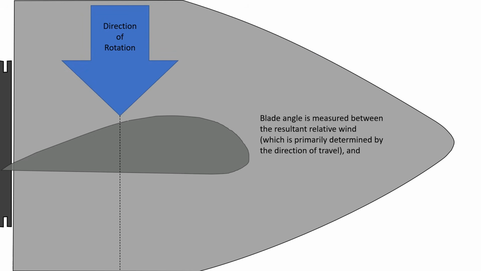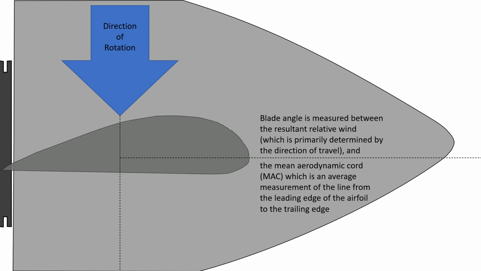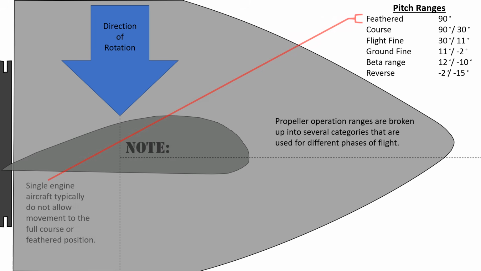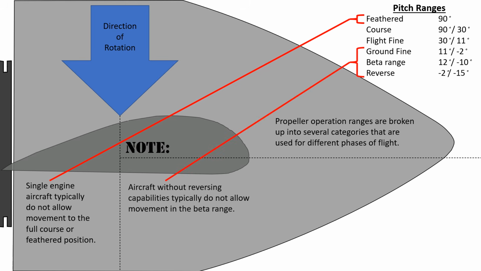Blade angle is measured between the resultant relative wind, which is primarily determined by the direction of travel, and the mean aerodynamic chord, or MAC, which is an average measurement of the line from the leading edge of the airfoil to the trailing edge. Propeller operation ranges are broken up into several categories that are used for different phases of flight. Single-engine aircraft typically do not allow movement to the full coarse or feather position, and aircraft without reversing capabilities typically do not allow movement into the beta range.